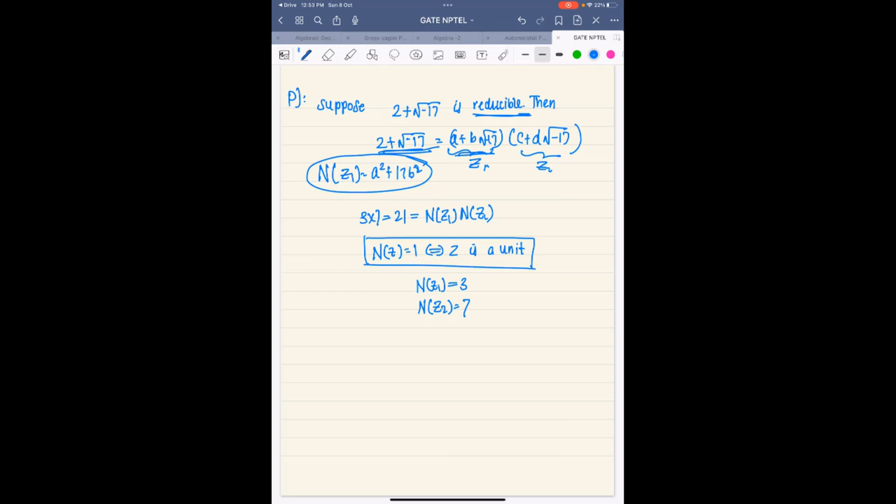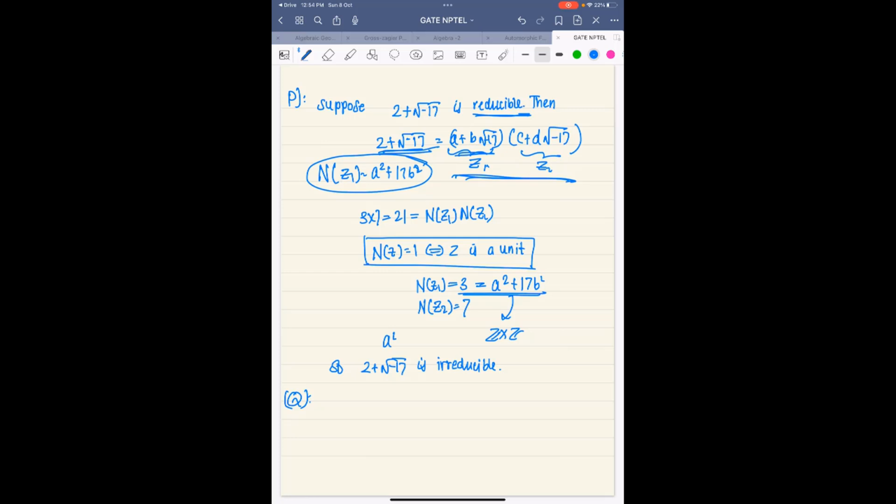But are there any solutions of this equation? So norm of Z1 was equal to A square plus 17B square. So this equation does not have solutions with A and B both belonging to the integers. So this factorization cannot exist. So 2 plus square root of minus 17 is irreducible. Okay. And what about the other statement?